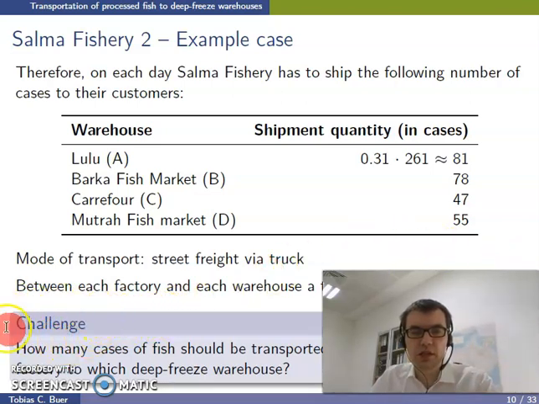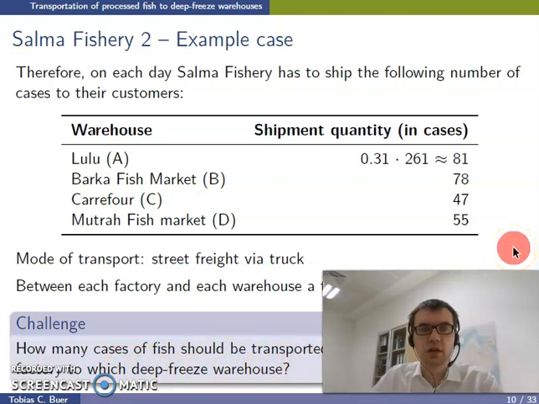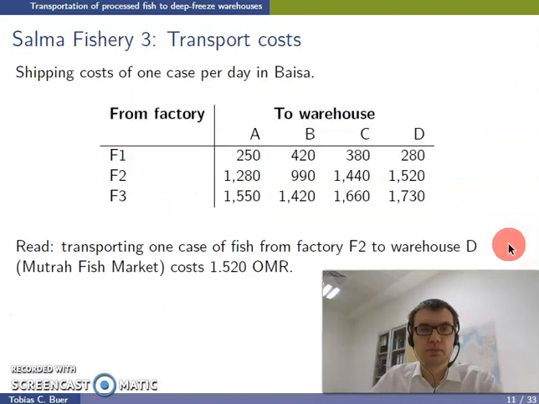Now the question that we want to answer, the challenge that we want to solve: how many cases of fish should be transported from which fish processing factory to which deep freeze warehouse? How shall we organize the transport? In order to decide this, we need to develop some ideas about the shipping costs. What are the transport costs?